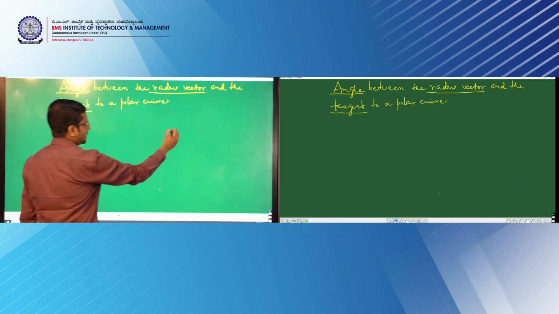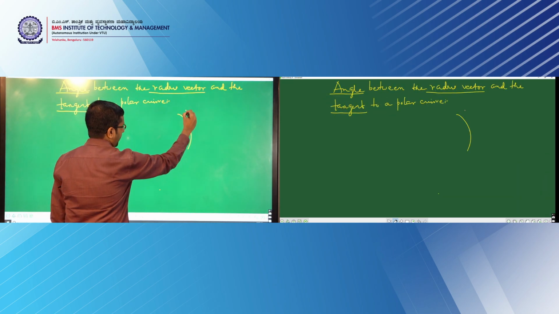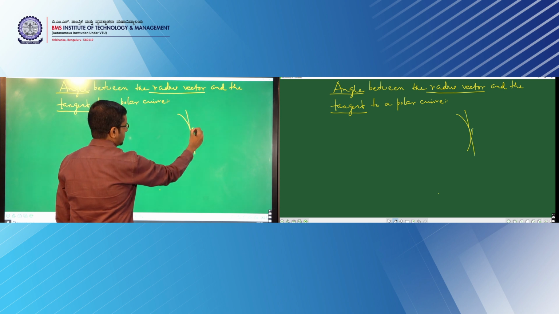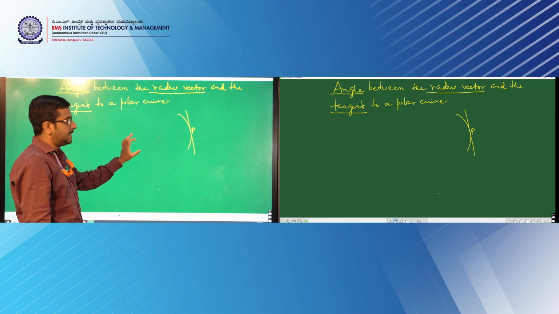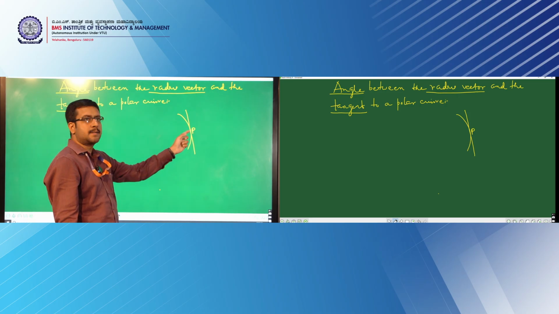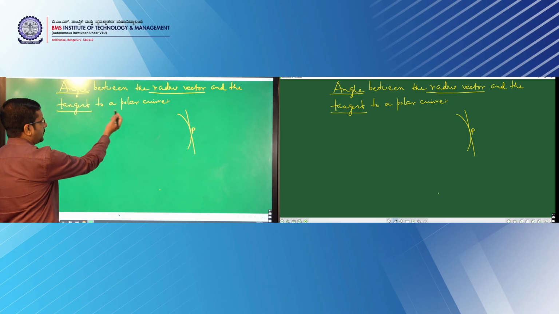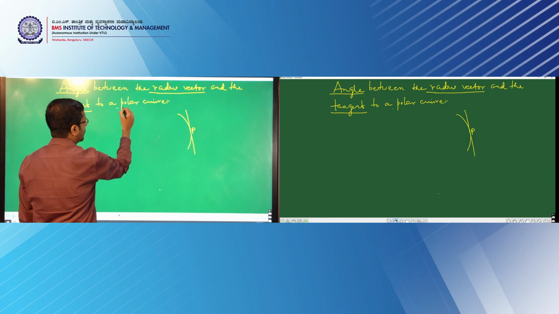So tangent means, you know, this is a curve. At this particular point we can draw a tangent. Tangent means a straight line. So suppose this is the point P. At a particular point only one particular tangent we will get. It is not possible to get more than one tangent at a particular point. So same thing, we have to find the angle between the radius vector and the tangent to a polar curve.